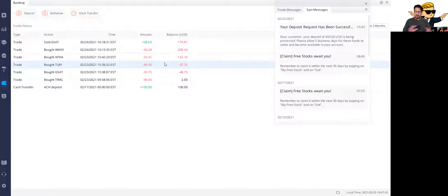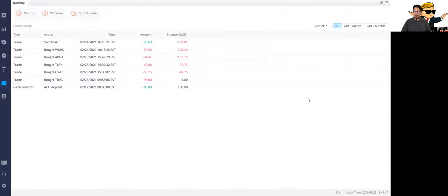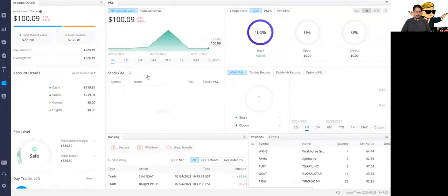As long as you do it, of course, in a risk management type of way, where you're not risking more than you should, it does make sense. And I'll explain that to you in a little bit more.